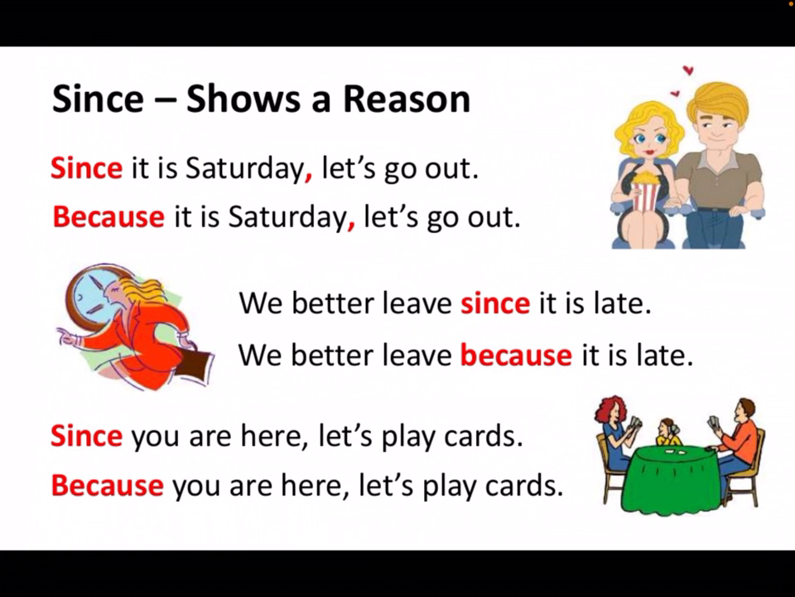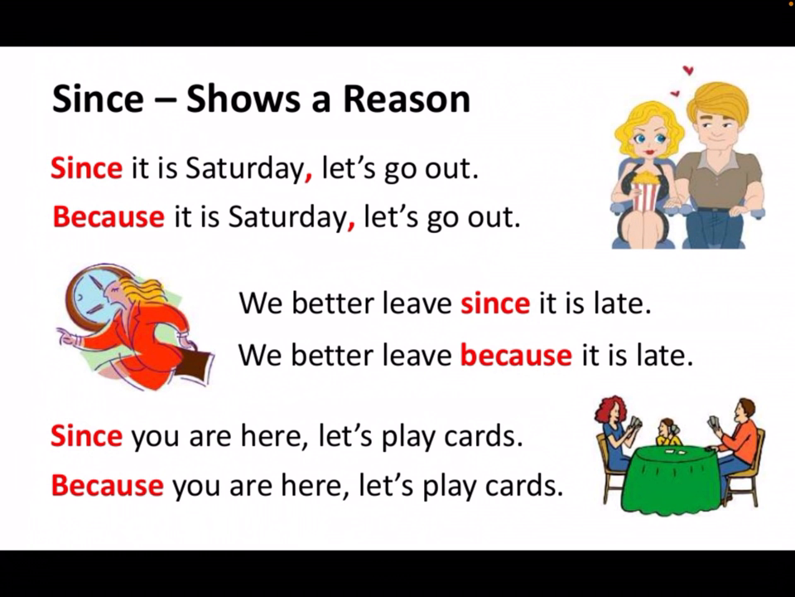Or because it is Saturday, let's go out. Here also, because is also given a reason. So since and because are similar and they both show reason. Do you see how in my examples, I've used since and I used because. We better leave since it is late.